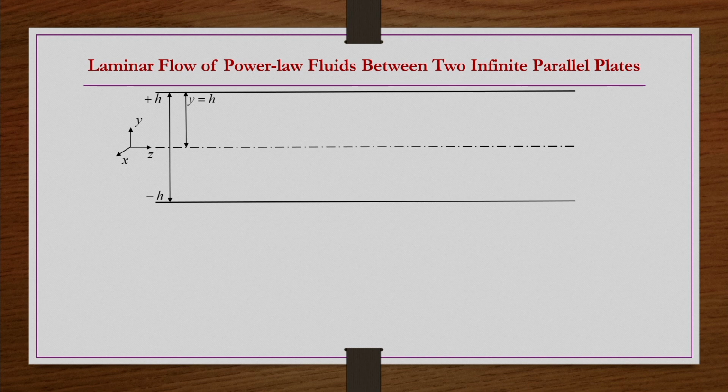Schematically, you have two infinite parallel plates separated by a distance 2h. The center axis is taken as y equals 0. So, the geometry has y equals 0 at the center of these two infinite parallel plates. That is the central axis we are taking.